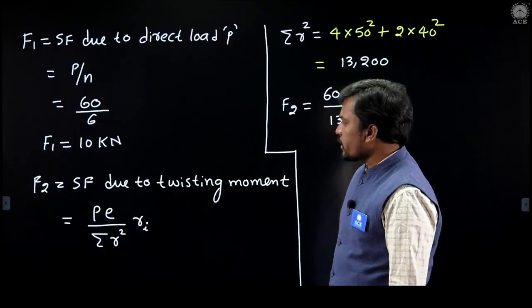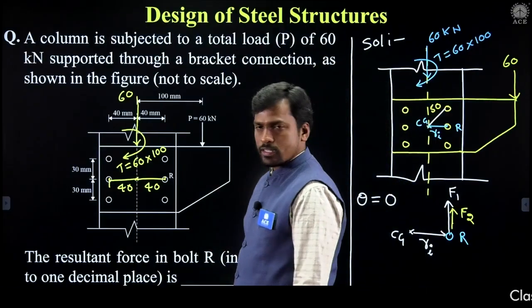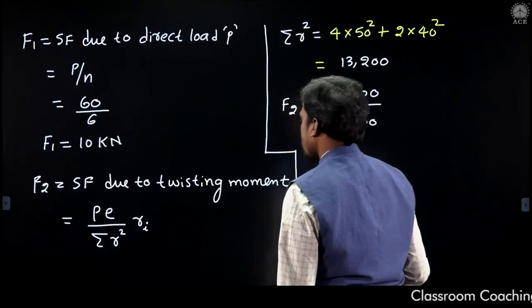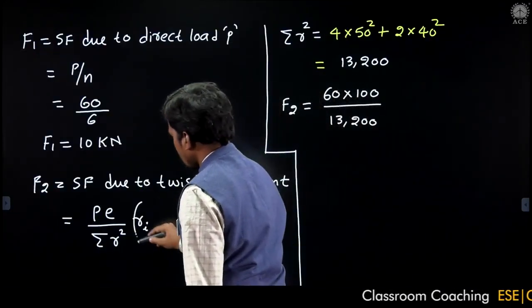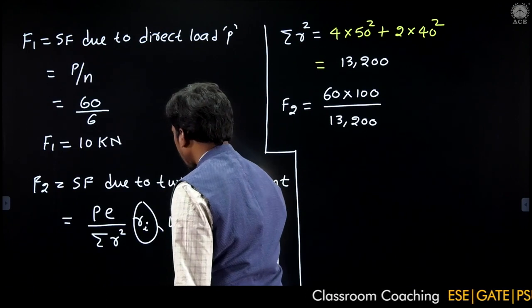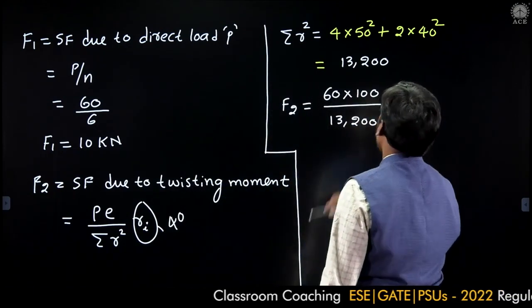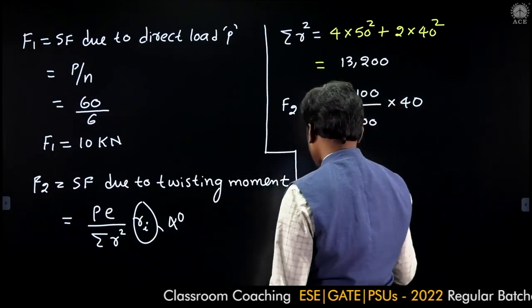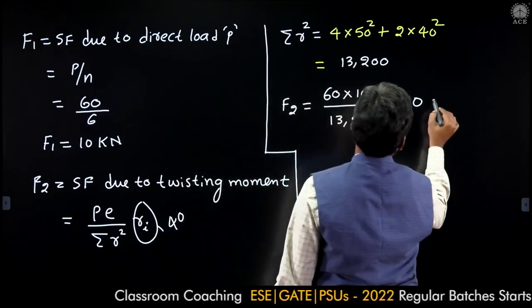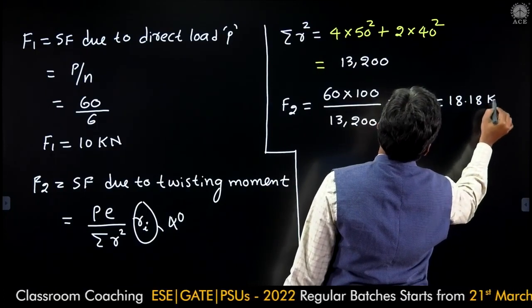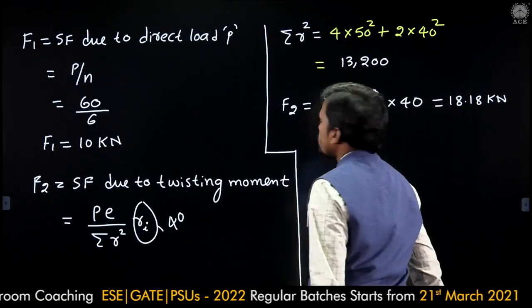Okay, then which bolt? We have to find the resultant of bolt R, right? Then from here to bolt R, what is the distance here? 40, right? Then this value is 40, please. Okay, into 40. Okay, then find this value. Then this you will get 18.18 kilonewton.